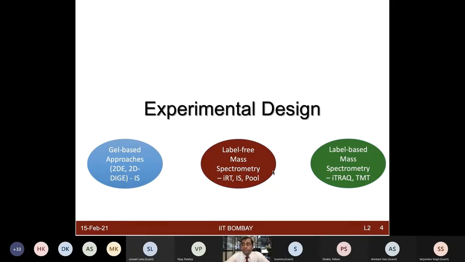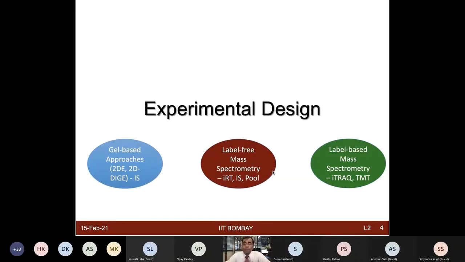So a simple experiment for this type of workflow could be, think about a 4-plex iTRAQ experiment, right? When you have 114, 115, 116, 117, these four reporter ion tags, which you want to use to label your four conditions.